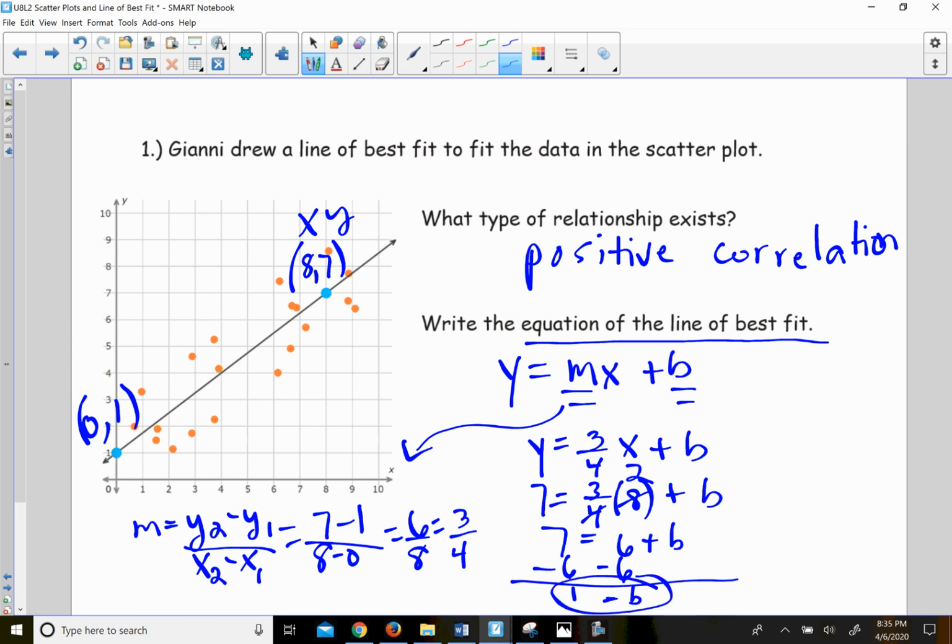b is worth 1. So if I go to write that equation, y equals, the slope was 3/4, y equals 3/4 x, and then the b value was 1. So if I start at 1 and count up 1, 2, 3, right 1, 2, 3, 4, 1, 2, 3, 4. I can kind of check my equation out right there.